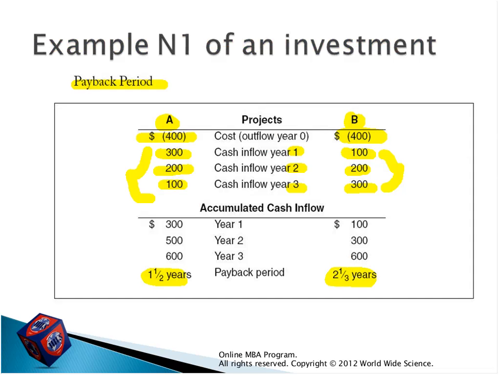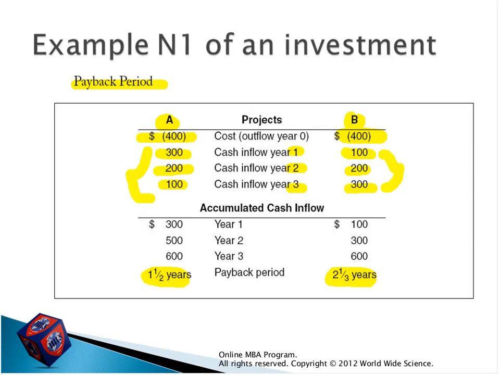So here we can say that project A is the best project. We can select project A as the best between the two of them because it has a shorter payback period. That means we can get back our investment money faster compared to project B. So the shorter the payback period, the better the project. You have to take time into consideration: the faster we can get our money back, the better the project is considered.